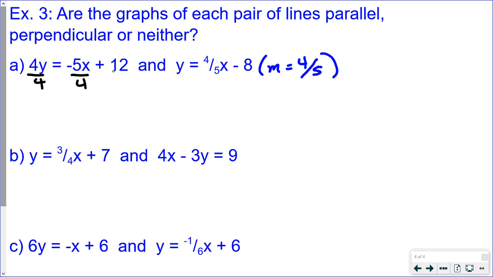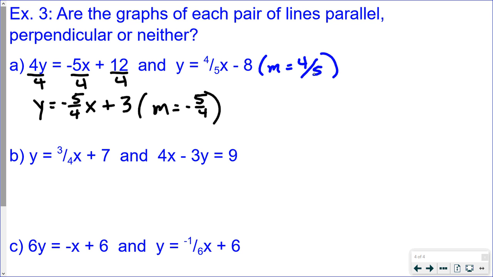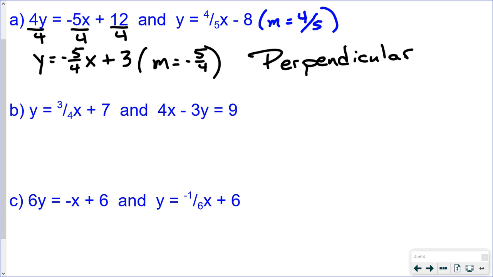And I have to divide everything by 4 here. So then I get y equals negative 5 fourths x plus 3. So the slope of this one is negative 5 fourths. So 4/5, negative 5 fourths, those are opposite reciprocals of each other. So that means that these lines are perpendicular. All right, let's look at this next one.